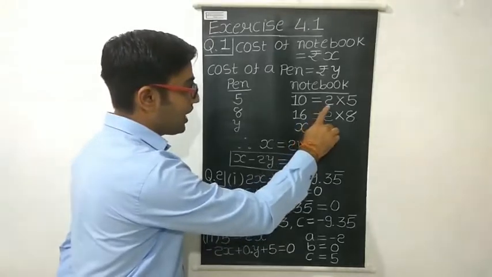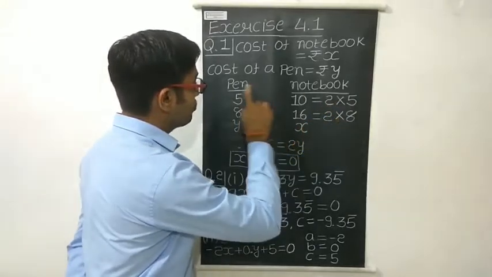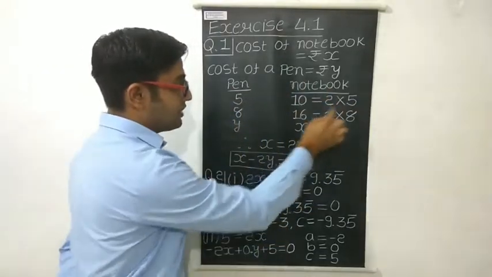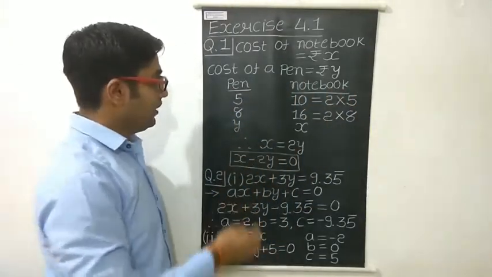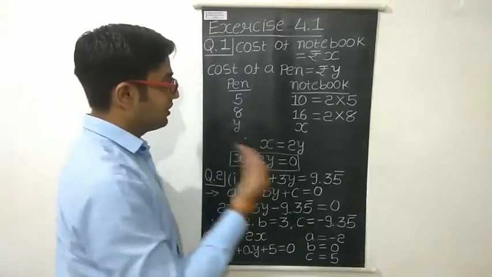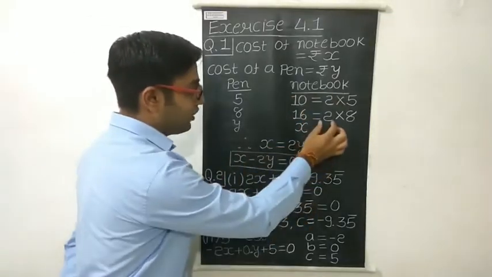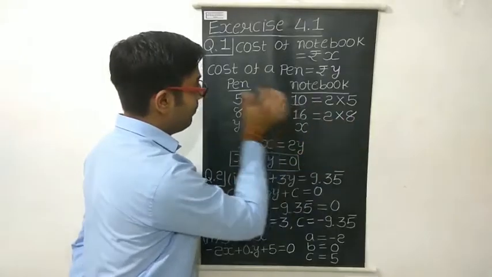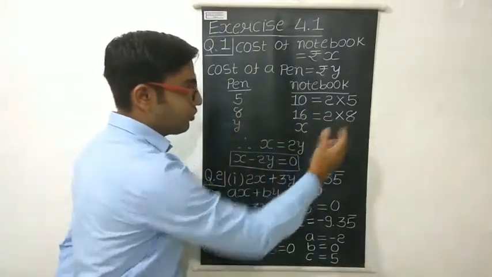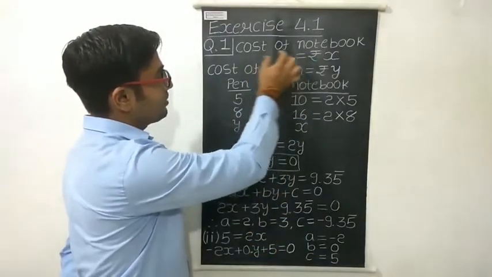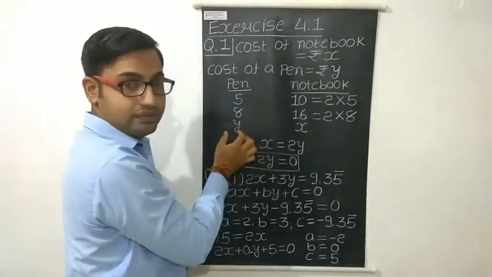That is twice the cost of the pen. So 2 into 5. We can write down 10 as 2 into 5. If the cost of a pen is 8, then the cost of a notebook becomes 16, because why? Twice the cost of the pen. So 2 into 8. Now by comparing this, the cost of a pen is y.